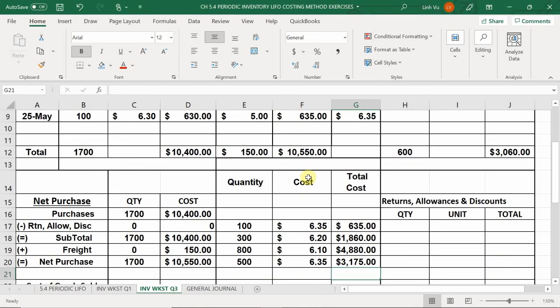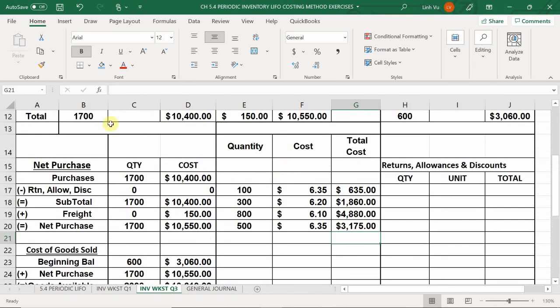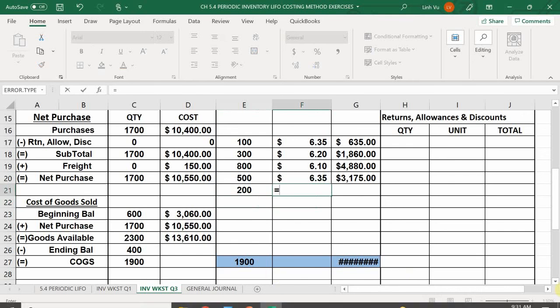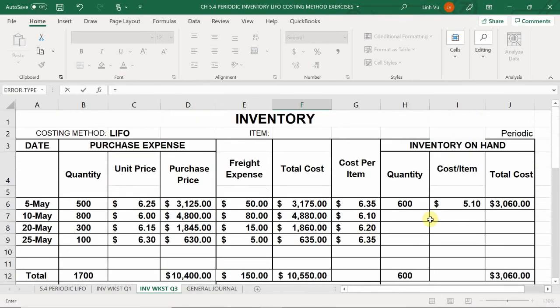So 635, which we know to be the 3,175. Okay? So now we just got rid of our entire net purchases. Okay? So then now, how many more do we need to get to? Because right now we're at 1,700. We need to sell how many more to get to 1,900? The one from beginning. So how many do I need to sell to get to 1,900? 200. Yes, 200.